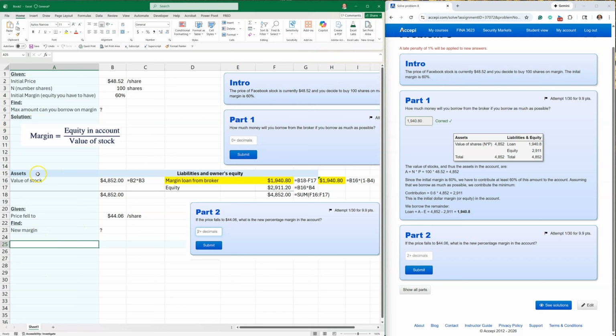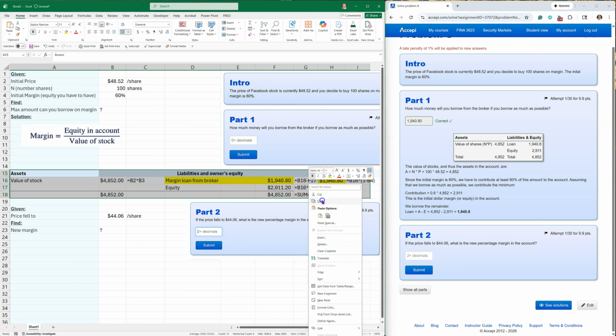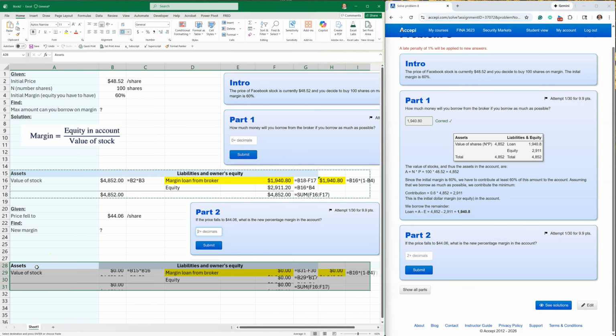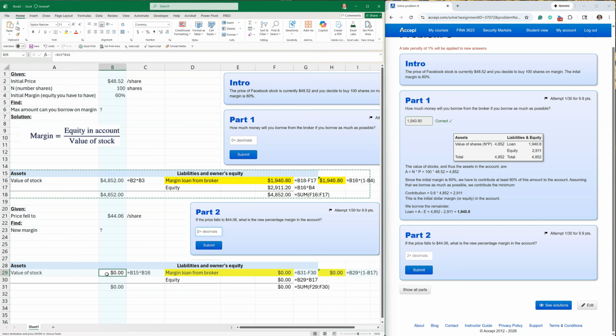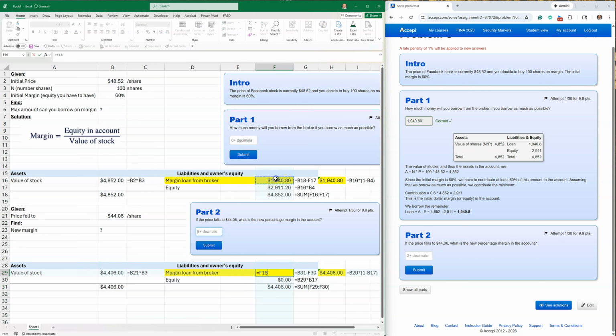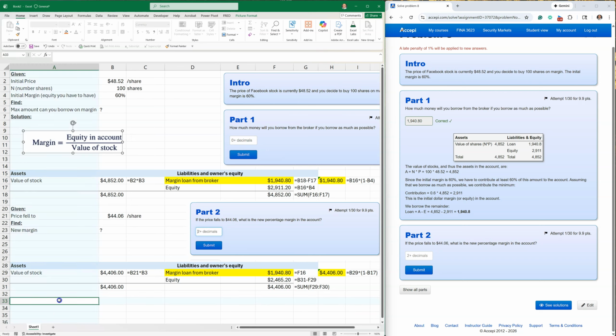Let's go ahead and do this T account here again, and we'll just modify it. I'll put it down here. Now the value of the stock is going to be equal to 44.06 times 100 shares, right? Because now it went down. My loan is still going to be the same, because that's how much we borrowed and it's not going to change. So my equity has to be equal to this minus this, and that's my new equity. And remember, we can use this equation right here for my new margin. I guess I should have written solution here.